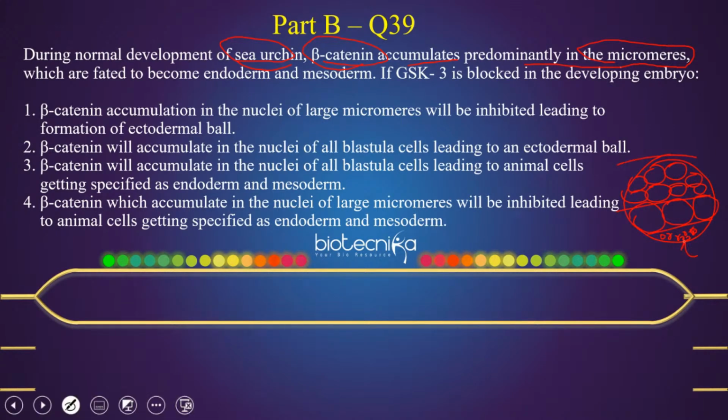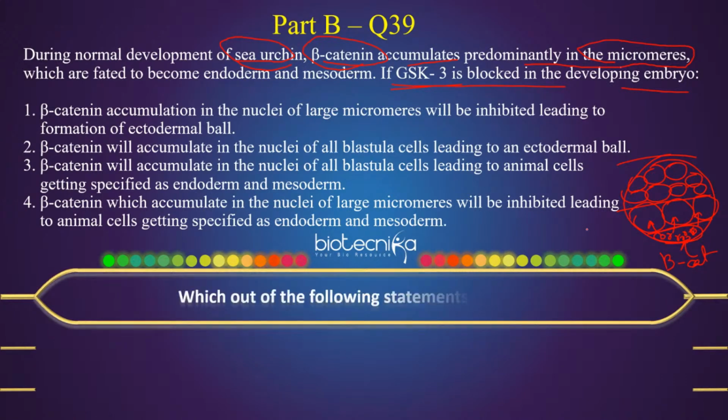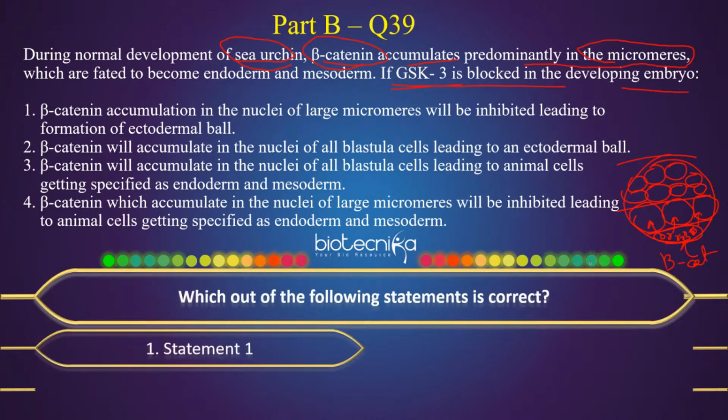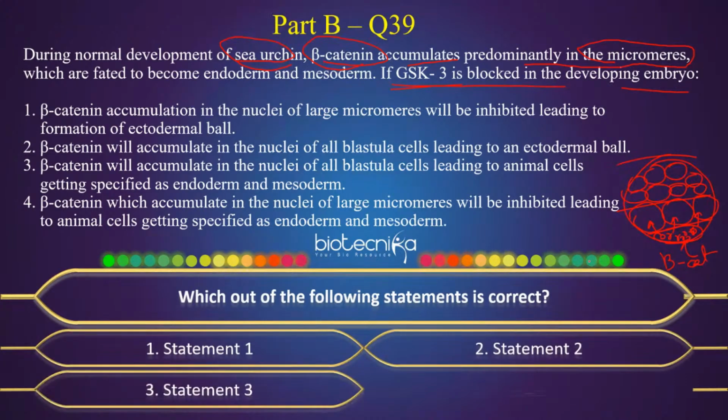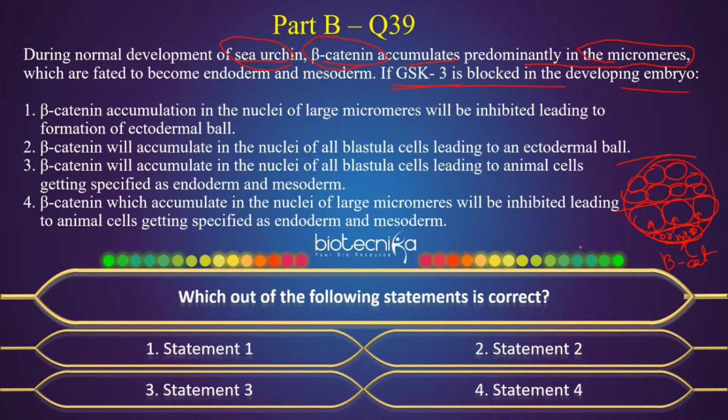So they are saying something about these micromeres, that beta catenin accumulates over here, right? And these cells will be fated to become endoderm and mesoderm, because these cells are going to give signals to the cells above them. So they are asking, if GSK3 is blocked in these embryos, then what is going to happen? Which out of the following will happen? Again, you have to select only one statement. Can you tell me this?